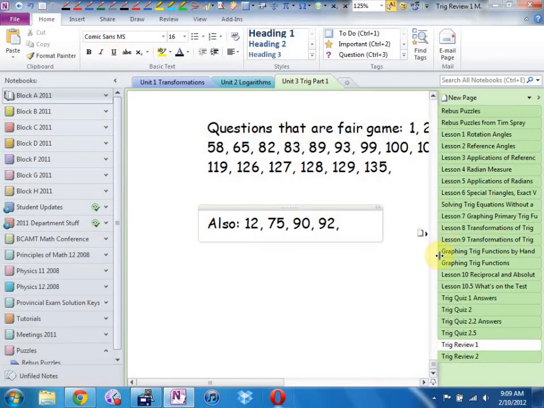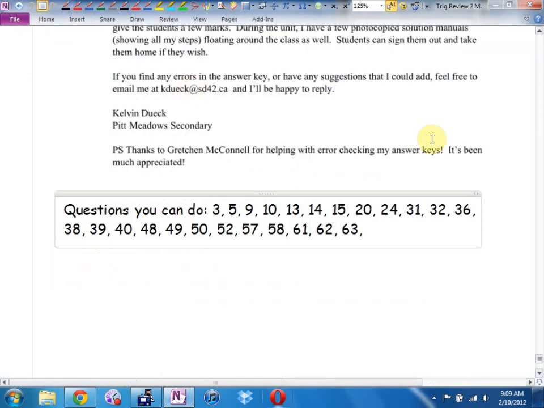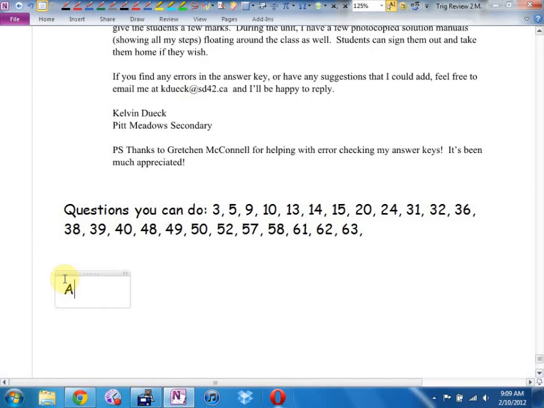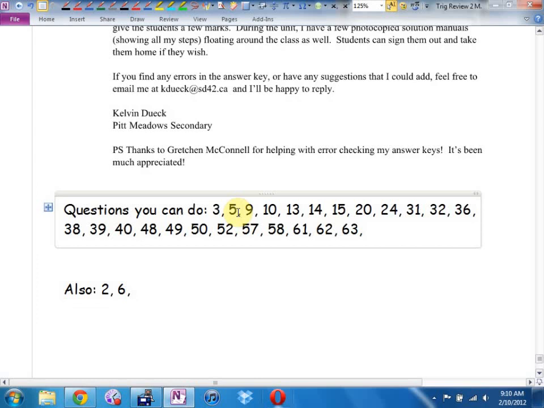And then if you want to get out trig review number 2, also 2, 6, 6. This is trig review number 2. By the way, for some dumb reason, I said you could do number 5, but you cannot do number 5. You can't do number 5 yet. That's a trig identity, which is next unit. That was silly. 13, 14, I already said sure.